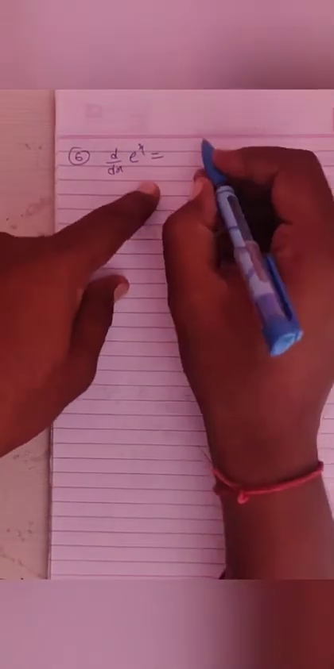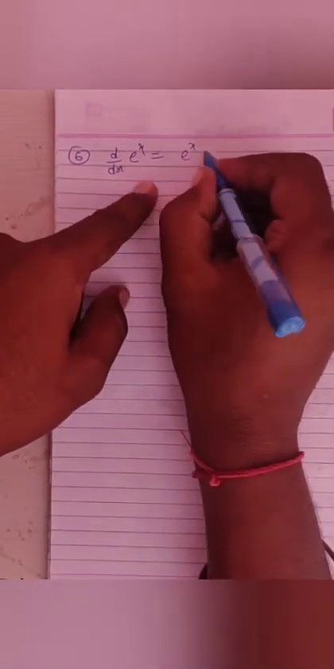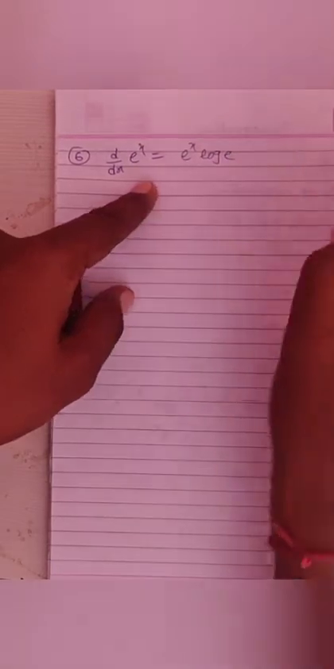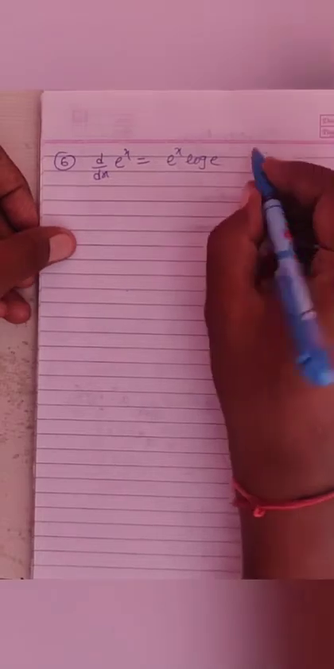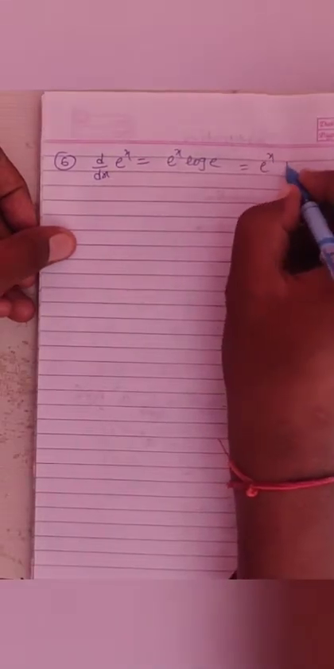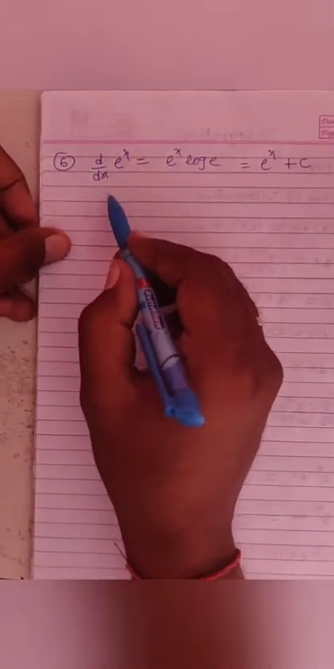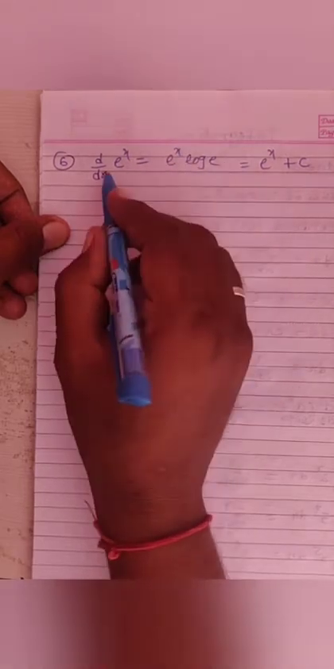Integration of e raised to x is also in the form of a raised to x. So it is e raised to x upon log e. But we know that the value of log e is 1. So the answer is e raised to x, plus c, the constant. So directly e raised to x.